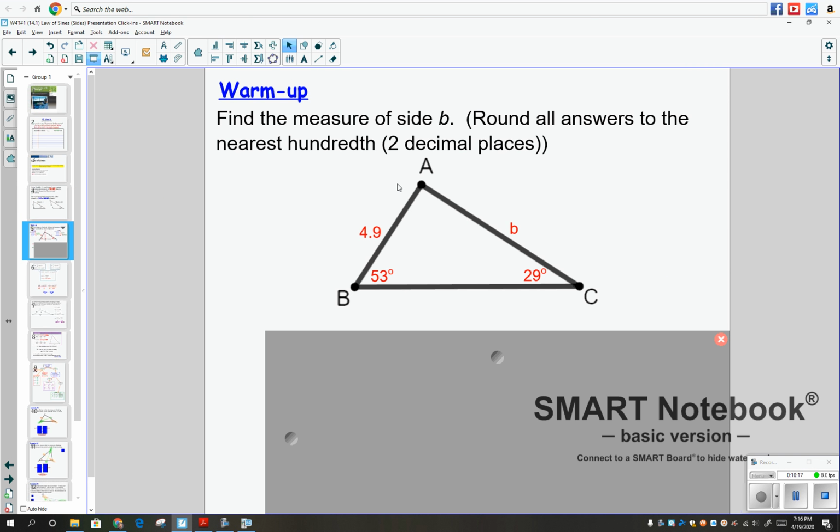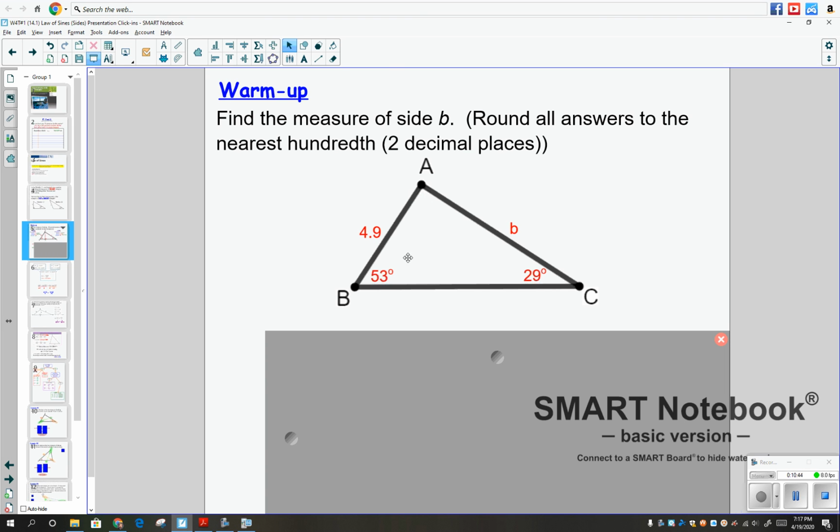So our warm-up says find the measure of side B. Well, can I use SOHCAHTOA? Remember, in order to use SOHCAHTOA, it's got to be a right triangle. If I take 180 minus 53 minus 29, angle A has a measure of 98 degrees. So I don't have a right triangle. I cannot use SOHCAHTOA.